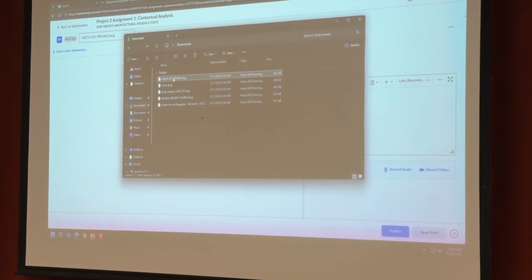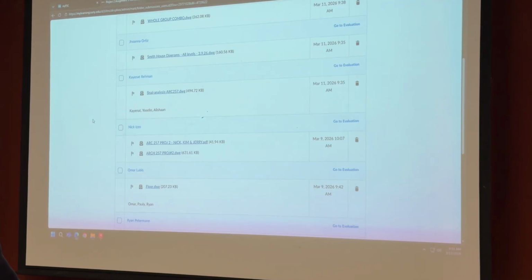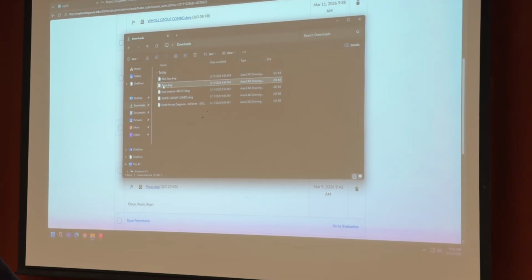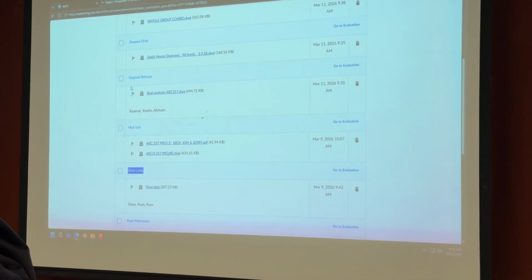This one's yours, right? Yes. On the floor plan, Omar, that's yours? What's that? Yeah. Because, you know, I can't tell who's who. And final analysis? Okay, Nick.